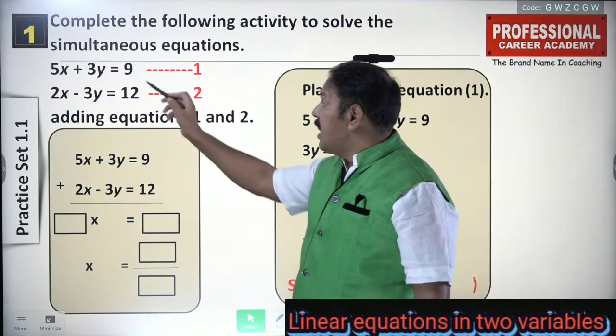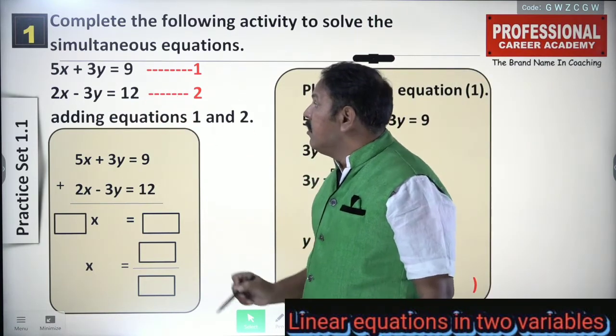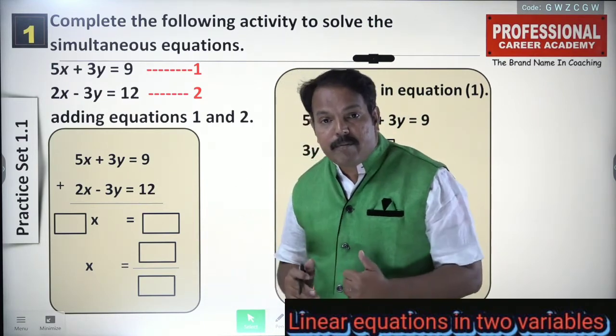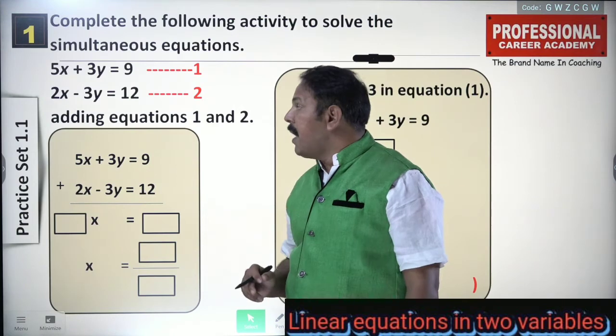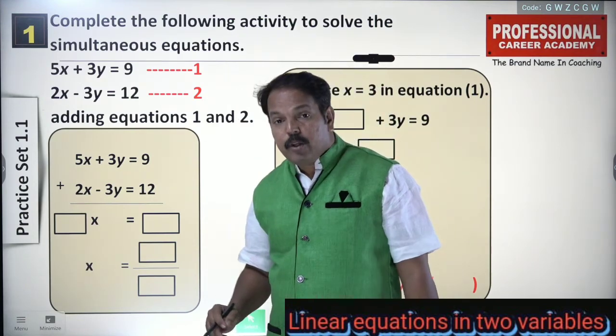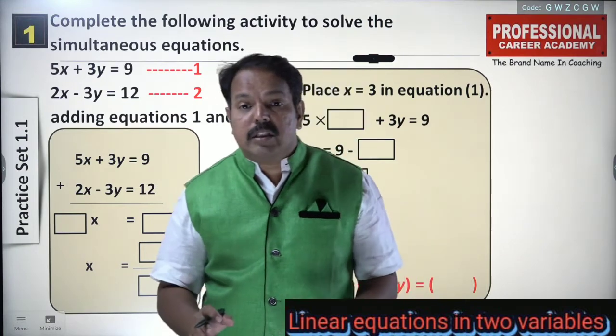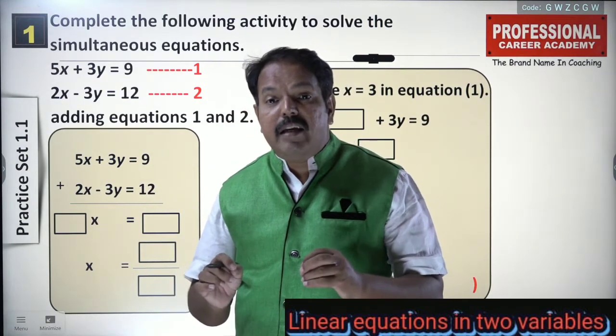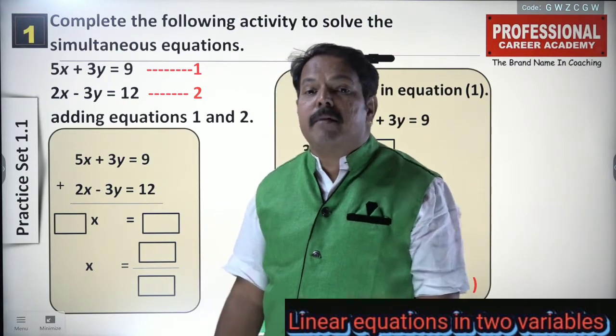So two equations are given. This is equation number 1: 5x plus 3y is equal to 9. And another one, 2x minus 3y is equal to 12. That is equation number 2. So how to solve these equations? By substitution method or elimination method.